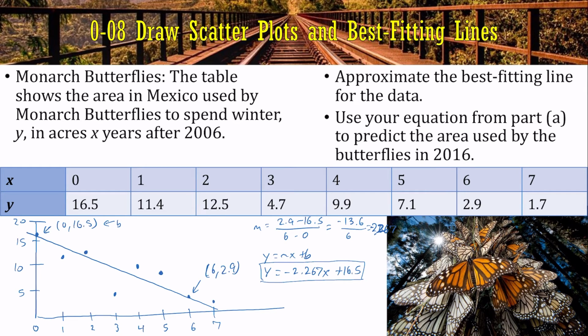All right. Let's use that to predict the area used by the butterflies in 2016. Well, the x was the year since 2006, so 2016 would be 10 years. We're going to plug in a 10. Negative 2.267 times 10 plus 16.5. I get negative 6.17. Oh, wait, the area is negative?